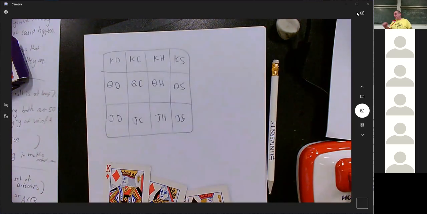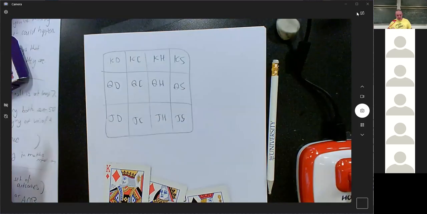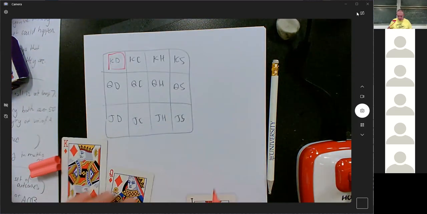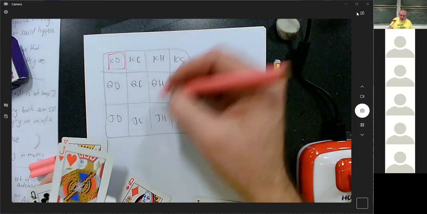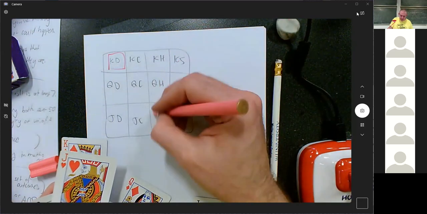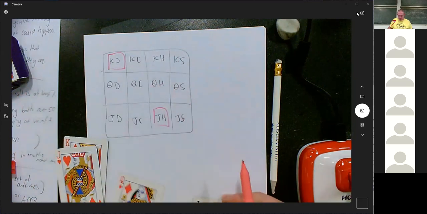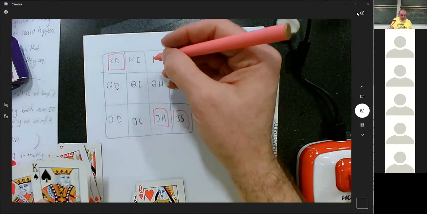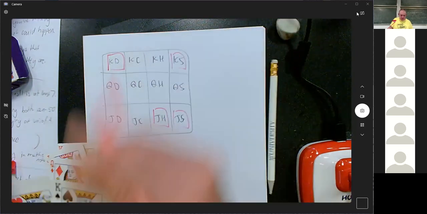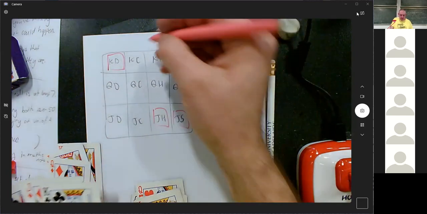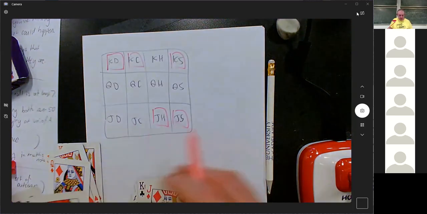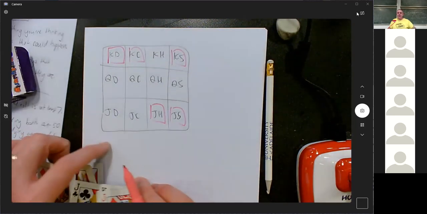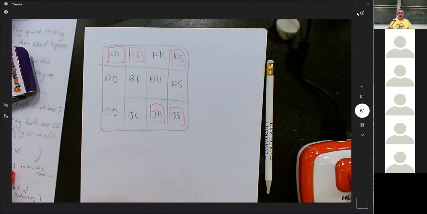And so when I did M, the ones with moustaches were the King of Diamonds, the Jack of Hearts, the Jack of Spades, the King of Spades, the King of Clubs, and there's our 5 with moustaches there. So that's our M.